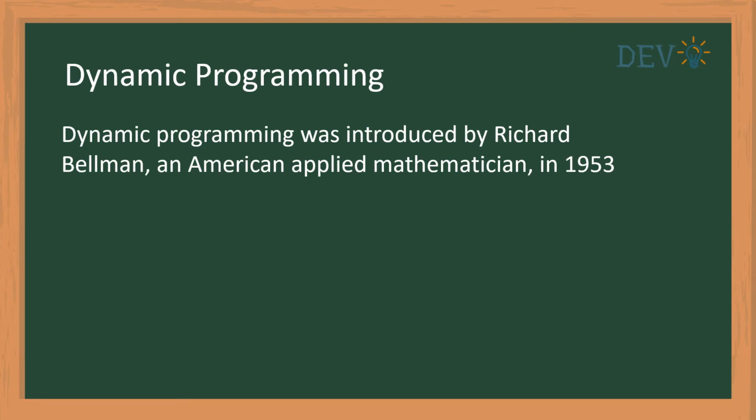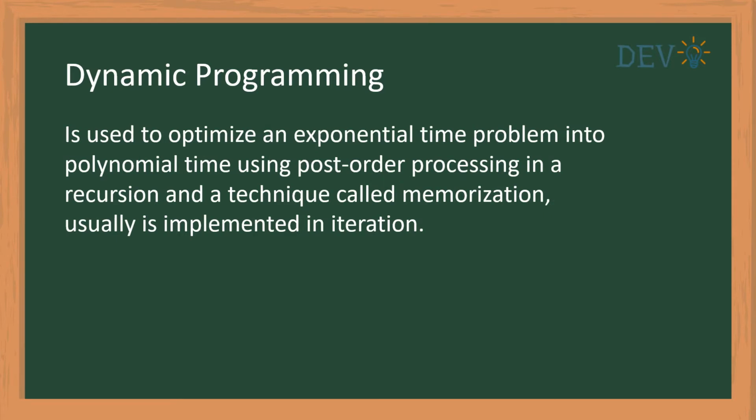Dynamic programming was first introduced by Richard Bellman, an American applied mathematician, in 1953. There are a lot of definitions on the internet, but I think mine is the easiest to understand. Dynamic programming is used to optimize an exponential time problem into polynomial time, using post-order processing in recursion and a technique called memoization. It is usually implemented in iteration.